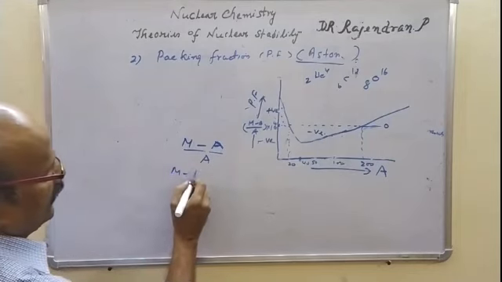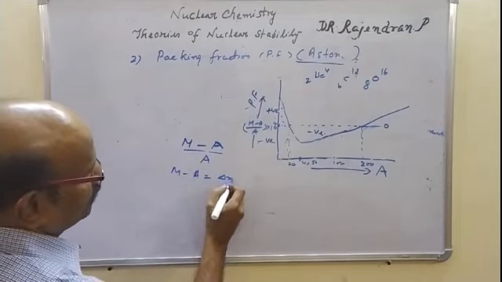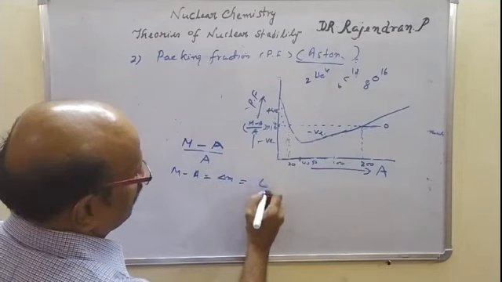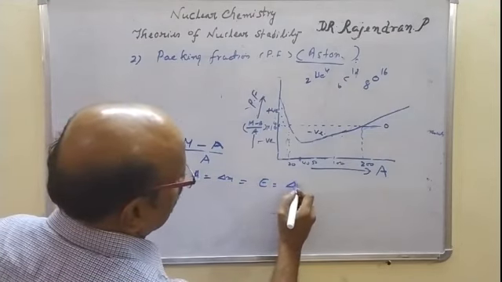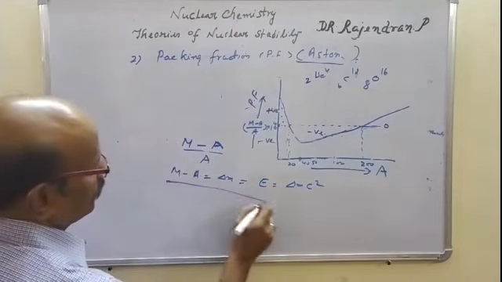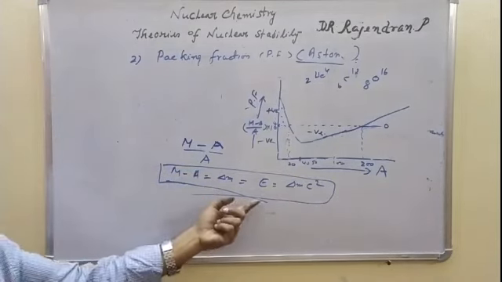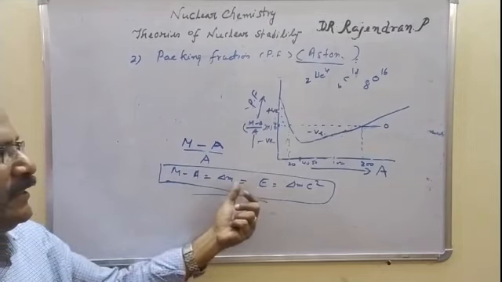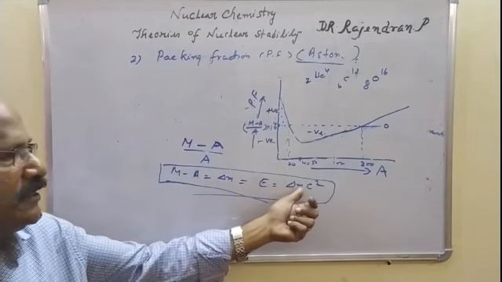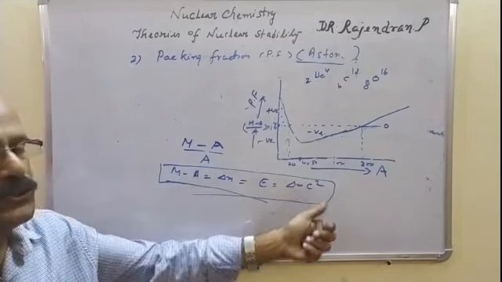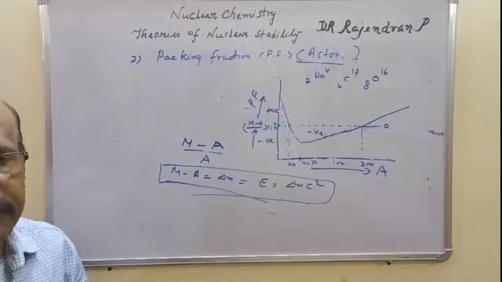That is, M minus A, that is delta M, is released in the form of energy E equal to delta M C square, according to Einstein's mass energy relation. So the delta M that is lost is released in the form of energy E, delta M into C square. That will become stable.